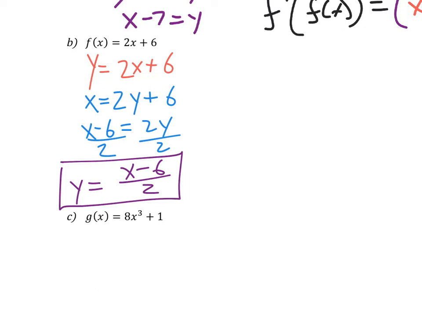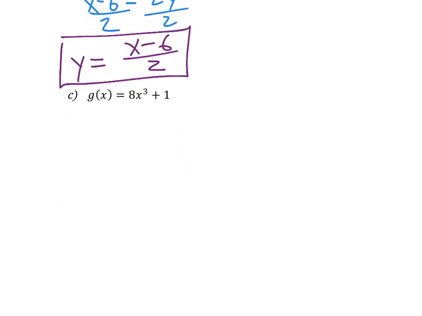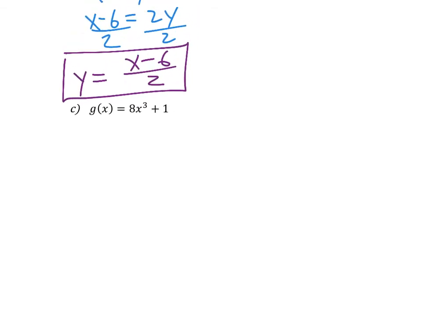You can kind of tell by looking, this was multiplying by 2, and then adding 6. Here we're subtracting 6 and dividing by 2. Those are reverses, or inverses. So we should write that f negative 1, or the inverse of f, is x minus 6 over 2.